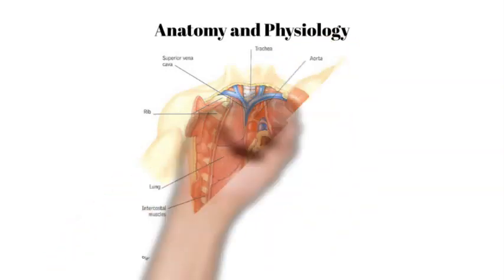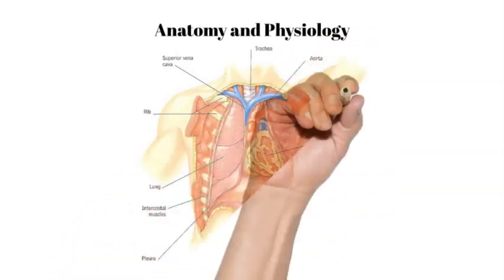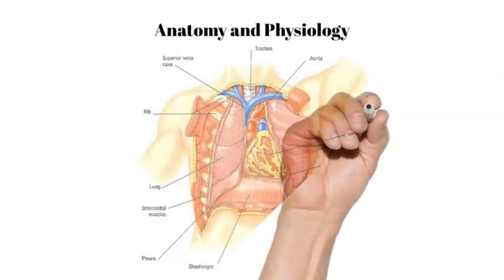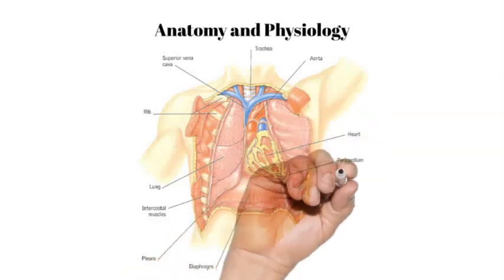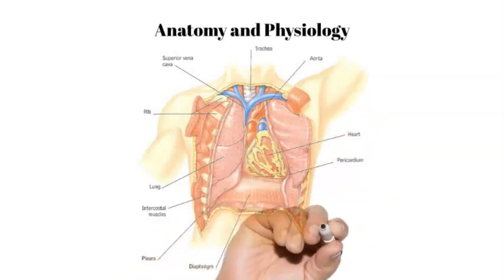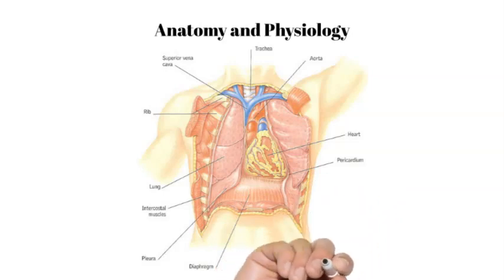The lungs are divided into lobes, with the right lung having 3 lobes and the left lung having 2 lobes. The bronchial tree is a network of tubes that lead from the trachea to the alveoli, which are the site of gas exchange in the lungs.